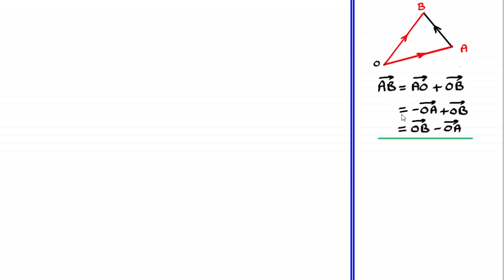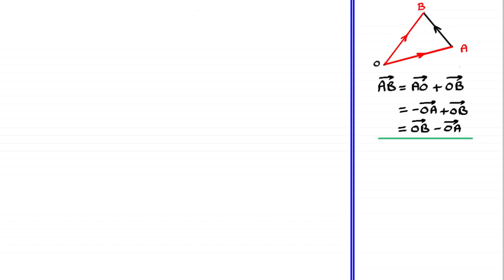You go from the origin to the last letter, in this case B, minus O to the first letter. So if you're going from P to Q, I would expect it to be O to the last letter, O to Q, minus O to the first letter, O to P. Okay, now you're going to need to know that result in the ones that are coming.